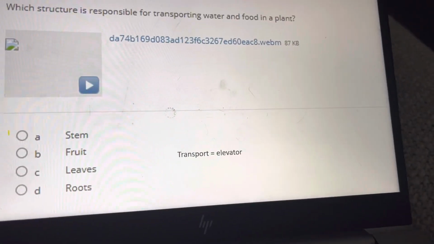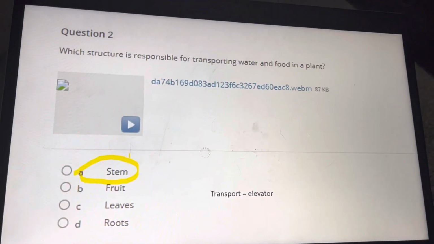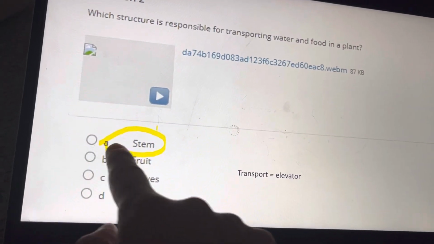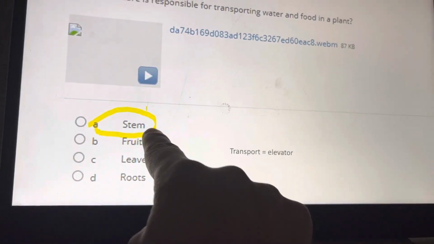Highlighter. It should be the stem. Sorry. So if you miss two, you're correcting it and putting that it's A, because transport is elevator, and the elevator is the stem.